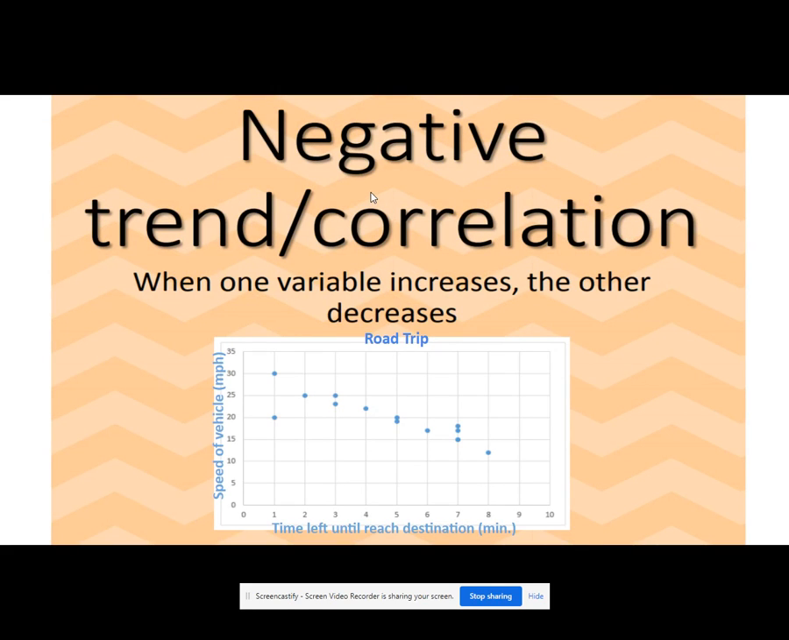Next is the negative graph that we saw from last week. It's talking about a road trip. It has the x-axis time left until you reach your destination, and your y-axis is the speed of the vehicle in miles per hour. So as you get closer, your speed is going down. And so this would have a negative association. These dots right here would be your cluster. And if you drew that trend line, you could say that this cluster is very strong. That right there would definitely be an outlier. If you are 1 minute from your destination but going 20 miles per hour, that is an outlier.